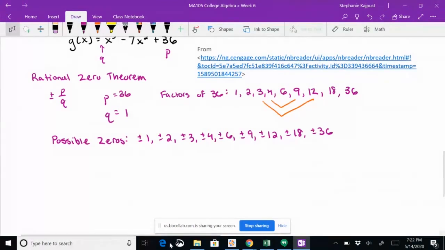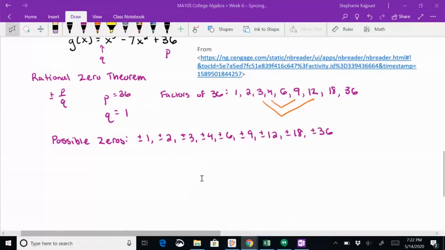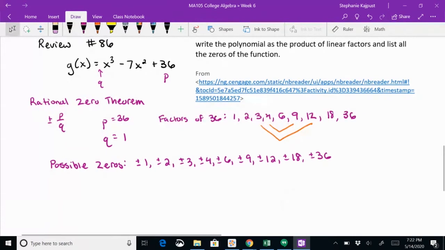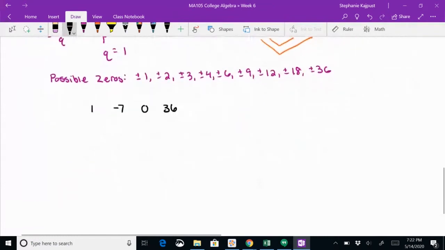So once I've decided what my possible zeros are, then I'm going to set up my synthetic division and just start going through it to try to find a zero. So we have an x cubed and x squared. We don't have an x term, so when I set up the synthetic division, I'm going to have to put a 0 there. So I'm going to have my 1, -7, 0, and then 36.